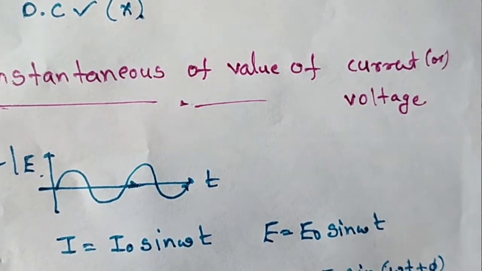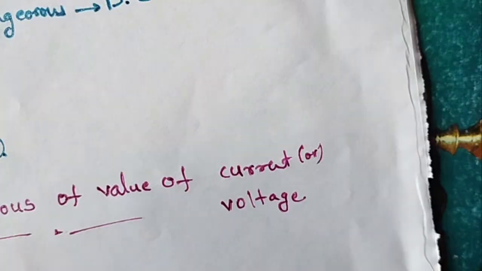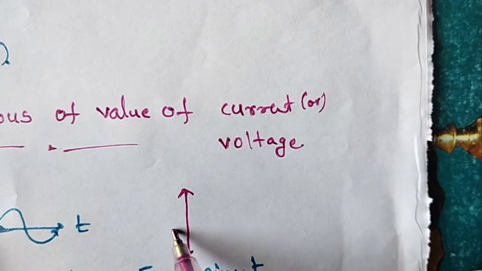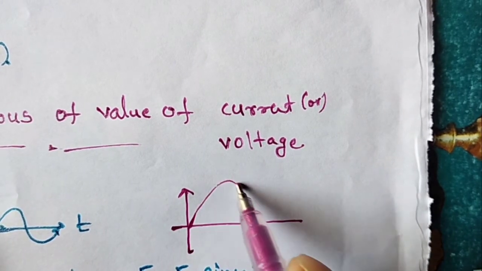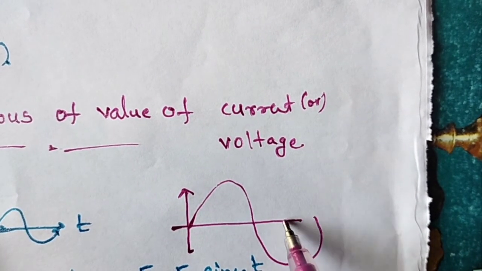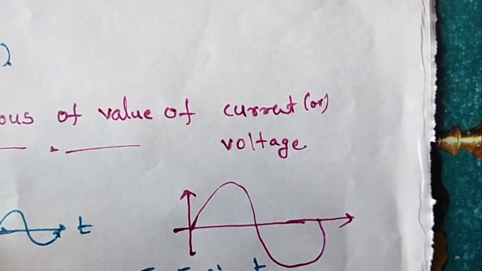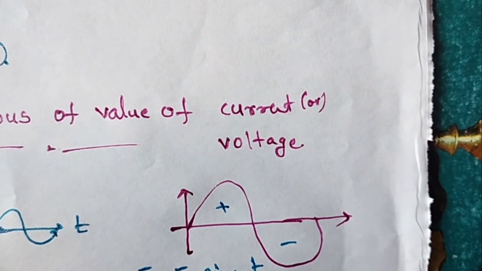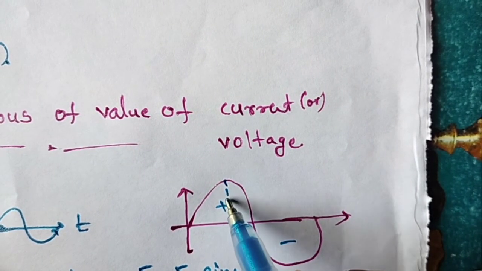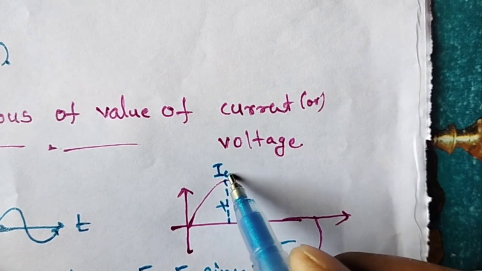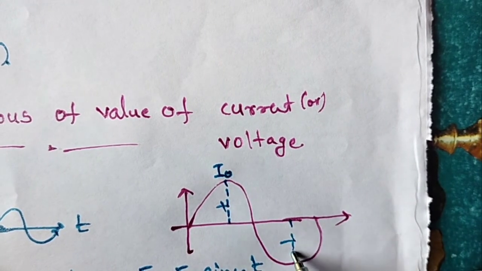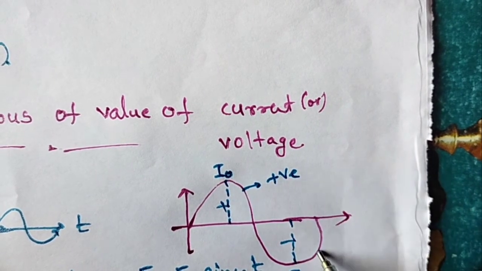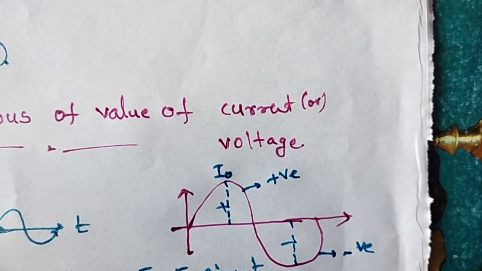I draw one diagram here, the instantaneous one. This is a positive peak and this is a negative peak. There is a positive cycle and a negative cycle. So one is positive, another is negative. At this point I naught is maximum. At this point I naught is also maximum in the negative cycle. This is the positive cycle and this is called the negative cycle.